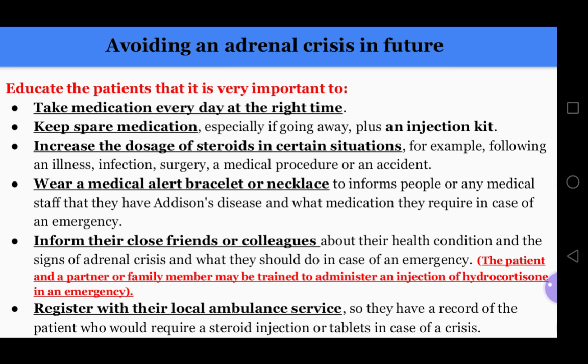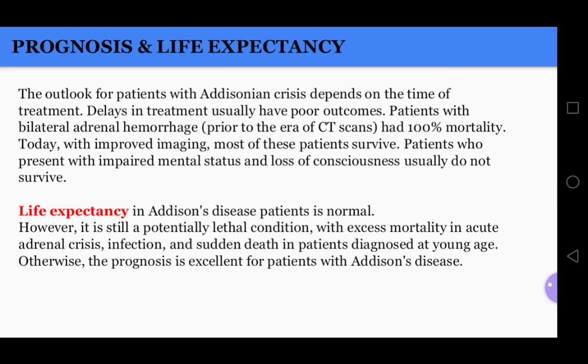The patient and a partner or family member may be trained to administer an injection of hydrocortisone in an emergency. And it is also important that patient gets registered with their local ambulance service so they have a record of the patient who would require a steroid injection or tablet in case of a crisis.